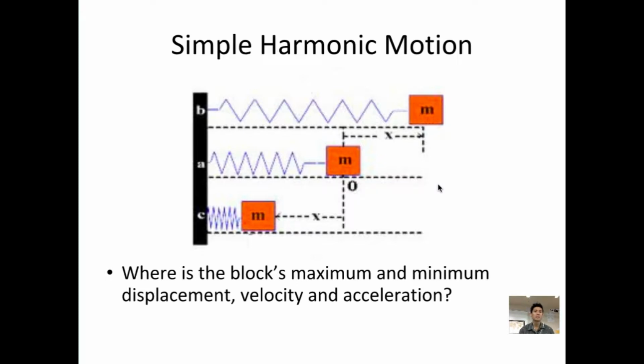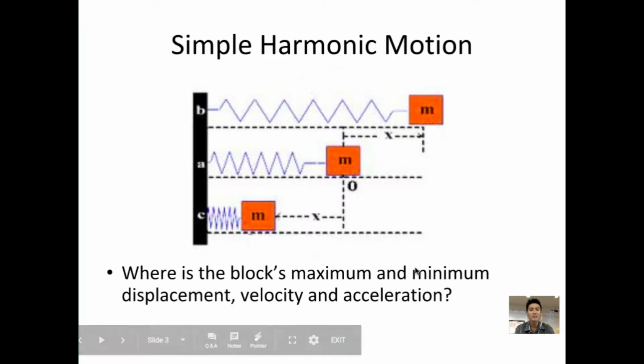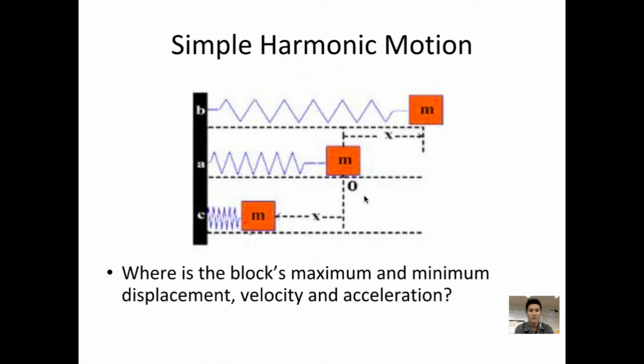First of all, one of the most simple examples is whenever we have some kind of mass attached to a spring, and we can either compress it or we can stretch it. And however, if we let it go, after a while it's going to reach this equilibrium point, which is this middle section A here. And so here's some questions to kind of ask when we're talking about simple harmonic motion. Where is the block's maximum, minimum displacement, velocity, and acceleration going to be when we have this simple harmonic motion? Okay, so we're going to be taking a look at that. But you can kind of figure it out already.